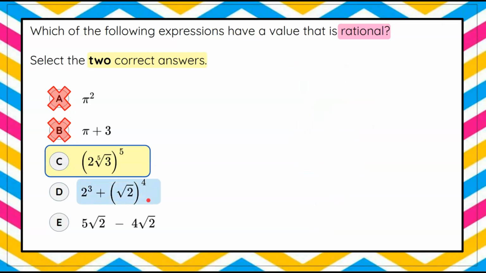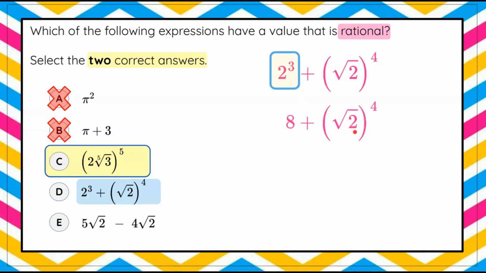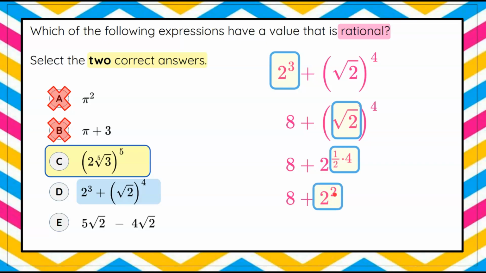Let's clear the workspace and look at D. When I look at this, the first thing I want to do is notice we have a cube here. 2 cubed, 2 times 2 times 2 is 8. Now I can look at the square root of 2 to the 4th power. So I'm going to rewrite the square root of 2 with a fractional exponent. So 8 plus 2 to the 1/2, which is the same as the square root of 2. 1/2 times 4 is my next job. That is 2. 2 squared is 4. Add 8, and that is equal to 12, which is a whole number, and whole numbers are rational.